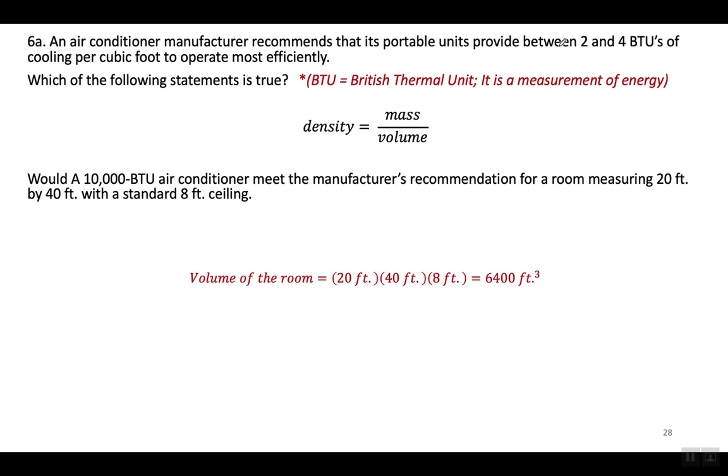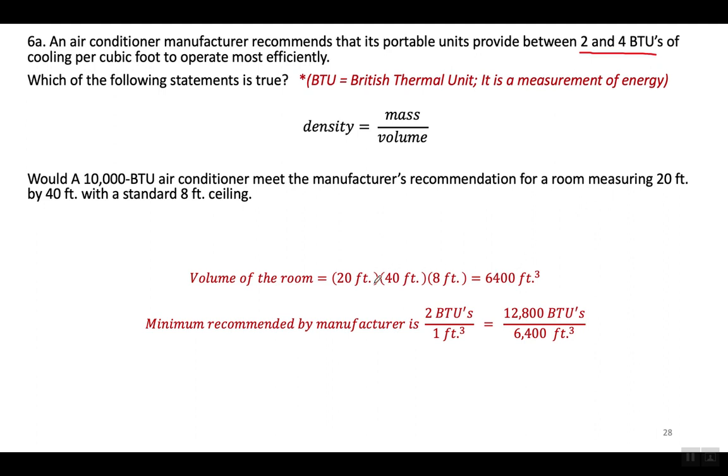Now the next thing I'm going to do is translate how many BTUs I would need for a room of this size by making two proportions. Let me show you what I mean. The manufacturer recommends between 2 and 4 BTUs of cooling per cubic foot. So the minimum recommended is 2 BTUs per 1 cubic foot. I want to find out what that equals when you have 6,400 cubic feet.